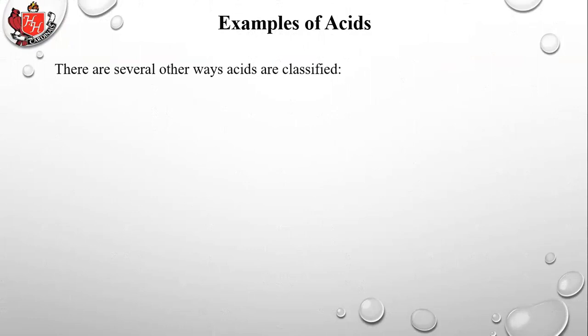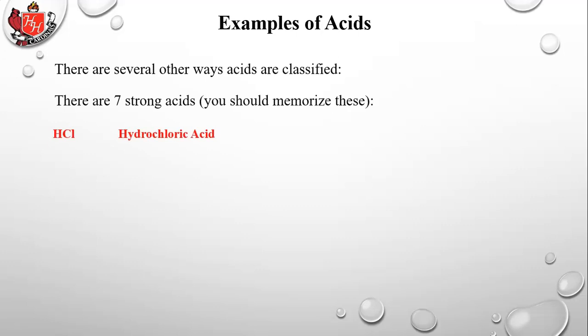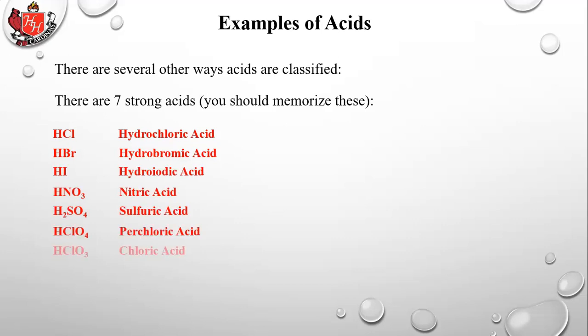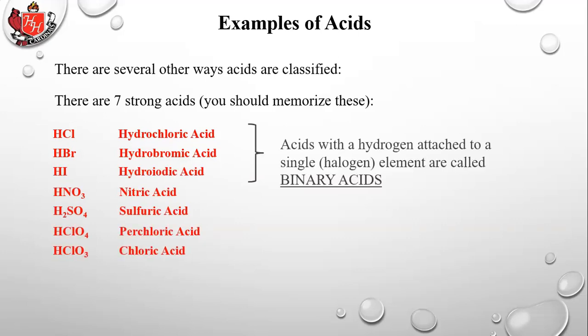There are several other ways acids are classified. So these are the 7 strong acids again: hydrochloric, hydrobromic, hydroiodic, nitric, sulfuric, perchloric, and chloric. The first 3 are called binary acids. Acids with a hydrogen attached to a single element. In all 3 cases, it's a halogen from the second to last column on the periodic table right next to the noble gases. Those are called binary acids because they contain 2 elements, a hydrogen and one other element.